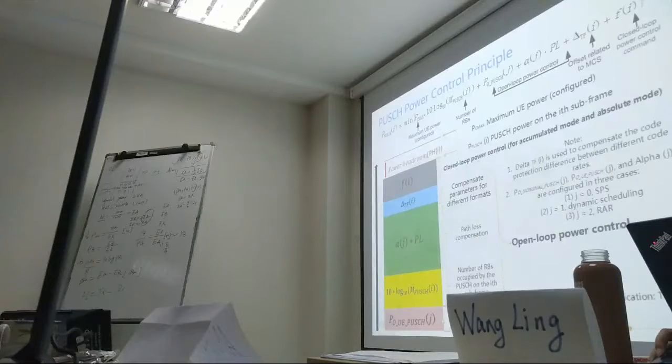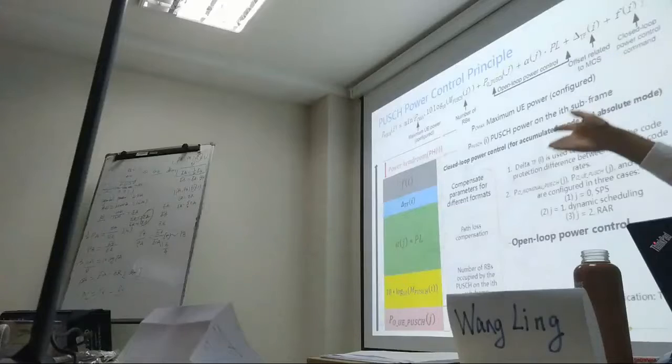So here we have different numbers, and the eNode B side will also set a different number. For SPS, it will set 1. For dynamic, it will set another one. This is on the eNode B side. On the UE side, if we transmit different RBs, it will use a different power.